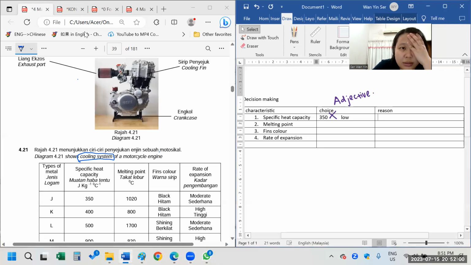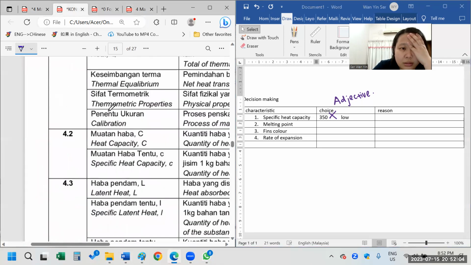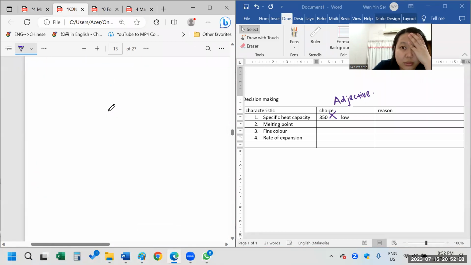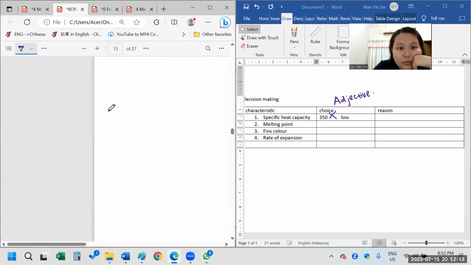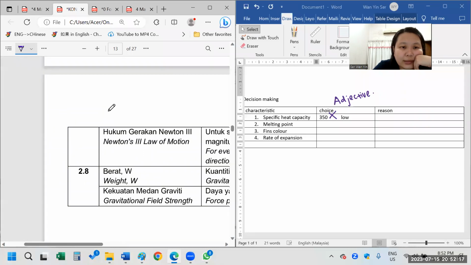Okay, so this one we can see. What's wrong to my computer? Oh, yeah. Scared me.